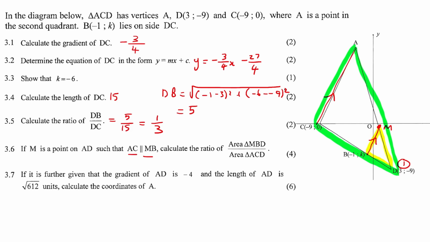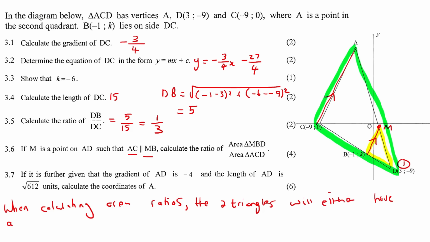Okay, so this actually goes into the section now of grade 12 Euclidean geometry, where I've taught you guys how to work out the ratio of areas of triangles. When calculating area ratios, the two triangles either have a common height or a common angle. Now these two triangles have a common angle. Can you see that they both use the angle D? In both triangles, you've got that angle over there. You're not going to use the common height approach, okay? Definitely these two triangles cannot have the same height. You can see that the green one is much bigger than the yellow one. So how could they have the same height?